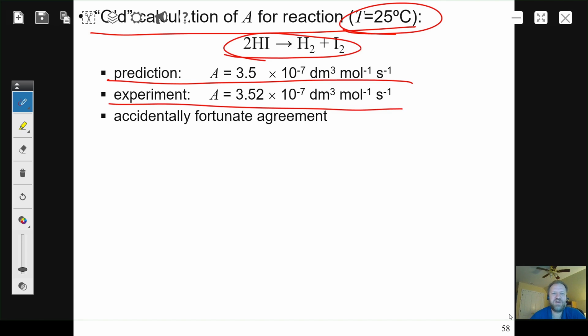Now, unfortunately, in this particular example, even though it looks good, the agreement is accidentally fortunate. This simply happens because the errors that are introduced in the calculation of the predicted value of the pre-exponential factor simply cancel out.